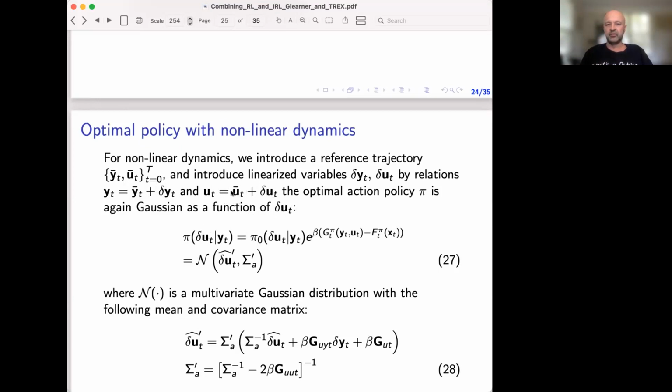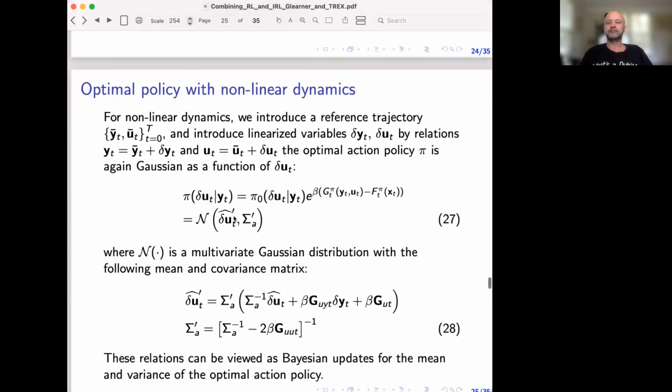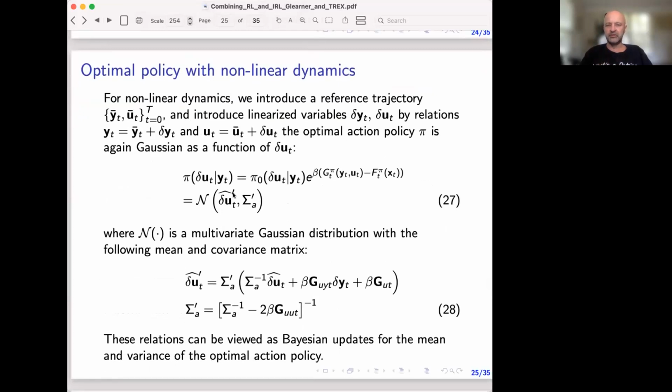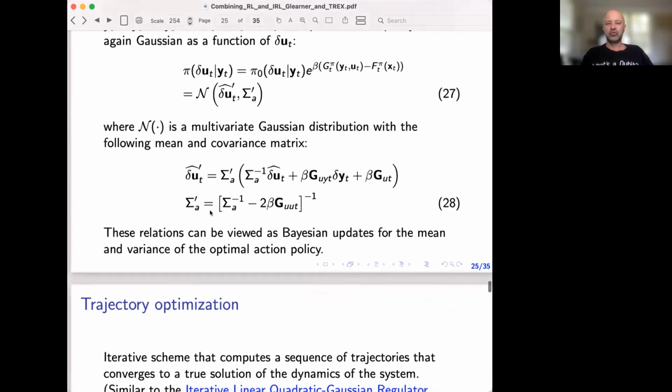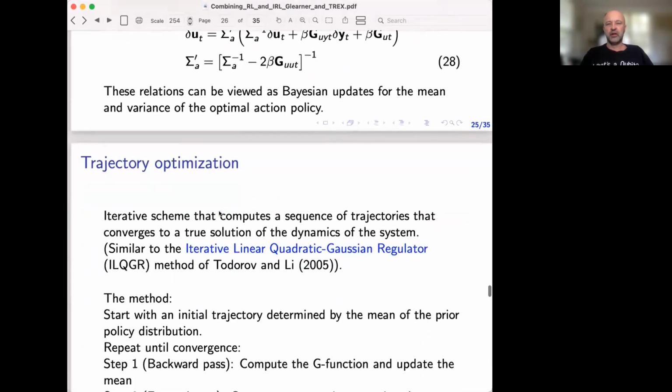According to this formula, viewing it as a function of U versus delta U amounts simply to a shift by U bar, which is now treated as a constant. So everything keeps the Gaussian form, and all the updates of the Gaussian, this Bayesian update of the Gaussian policy that I told you about, go through in terms of the quantities delta U and delta X, according to formulas which are shown here.